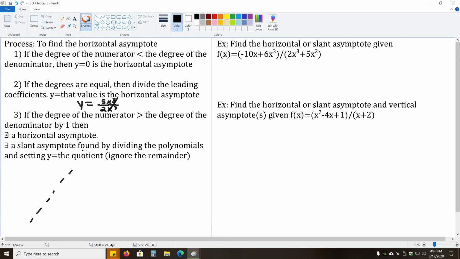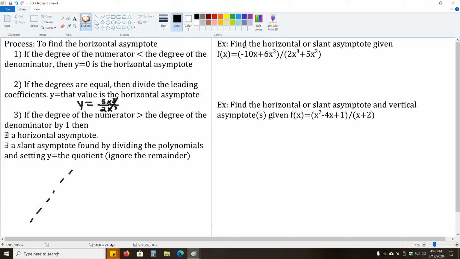And we find that by dividing the polynomials and setting y equal to the result, ignoring the remainder. You can do this with long division or synthetic division, but if you have the choice, I suggest synthetic division. It works a lot faster.